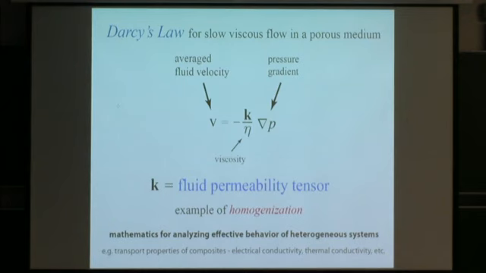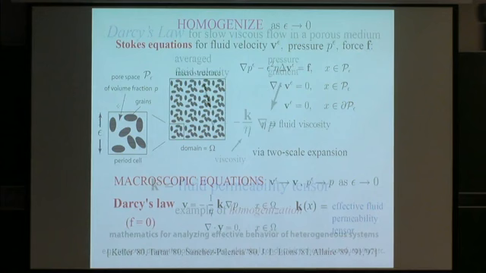Okay, so you've all seen Darcy's law. Darcy's law for slow viscous flow in a porous medium, where we relate the average fluid velocity to the pressure gradient. I think of this entire parameter as like an effective fluid conductivity. The denominator is the viscosity and the numerator is the fluid permeability tensor, and this is an example of, again, the business that I come out of, namely homogenization, which is the mathematics for analyzing effective behavior of heterogeneous systems, such as the effective electrical conductivity, thermal conductivity, complex permittivity, and so on, transport properties of composite materials.